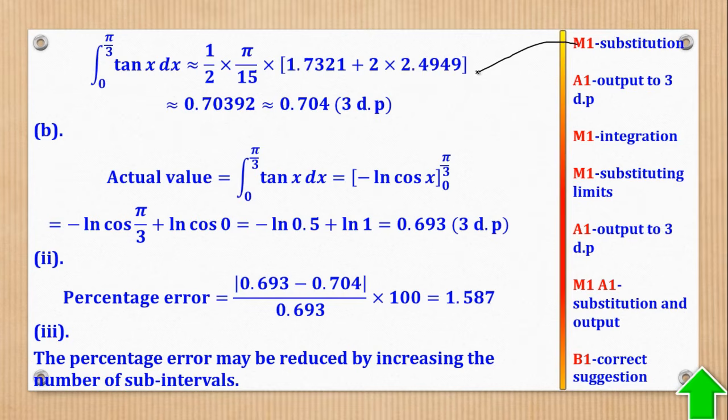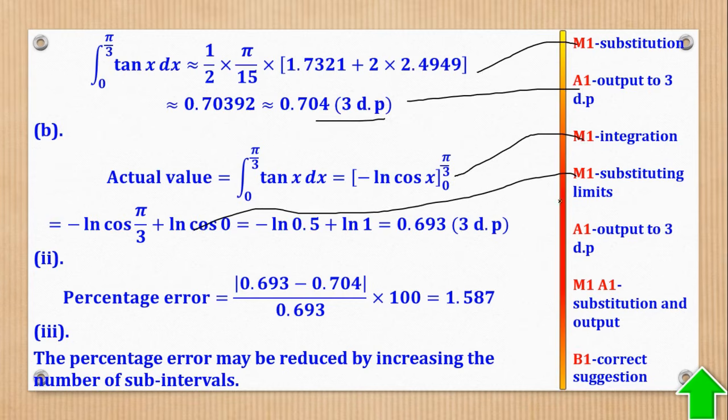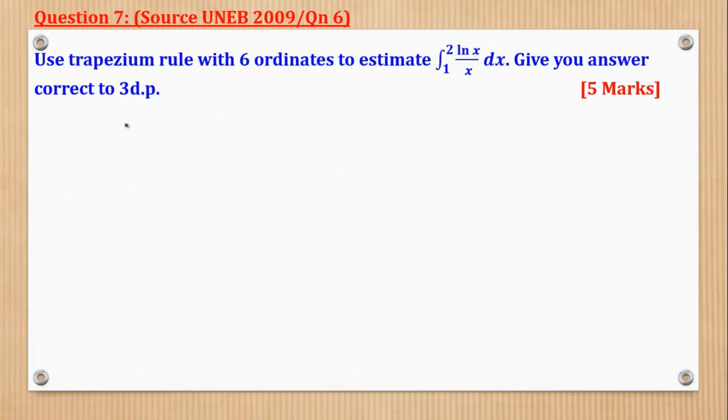So M1 for this substitution, A1 for the output, the required accuracy, M1 for this integration, M1 for this substitution, A1 for this output to the required accuracy, M1 for the substitution, A1 for the output, B1 for the correct suggestion. So that was question 6.